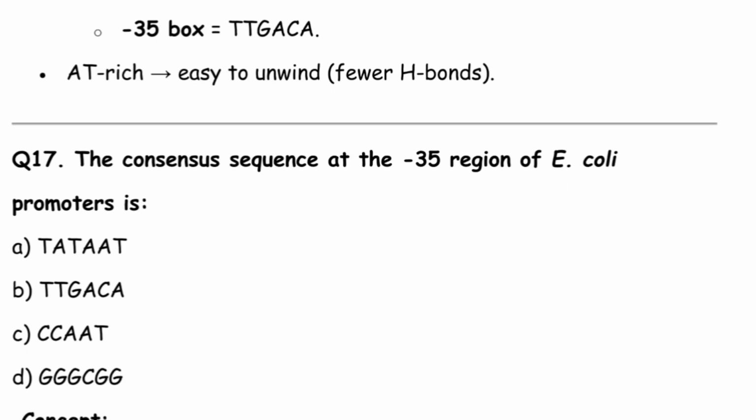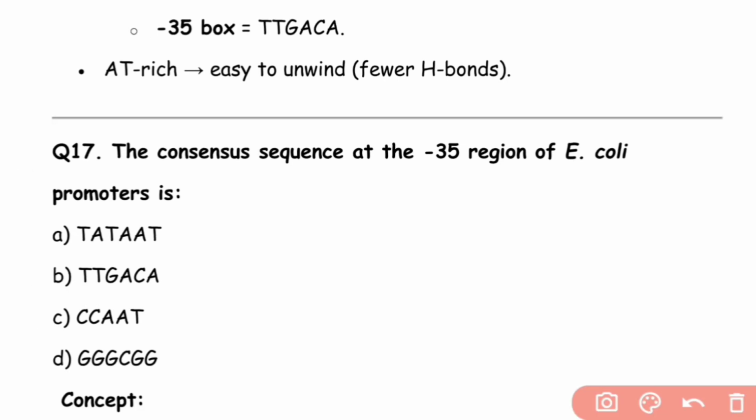Next question. The consensus sequence at the -35 region of the E. coli promoter is, we just saw in the above question, so the correct answer here is B, TTGACA.